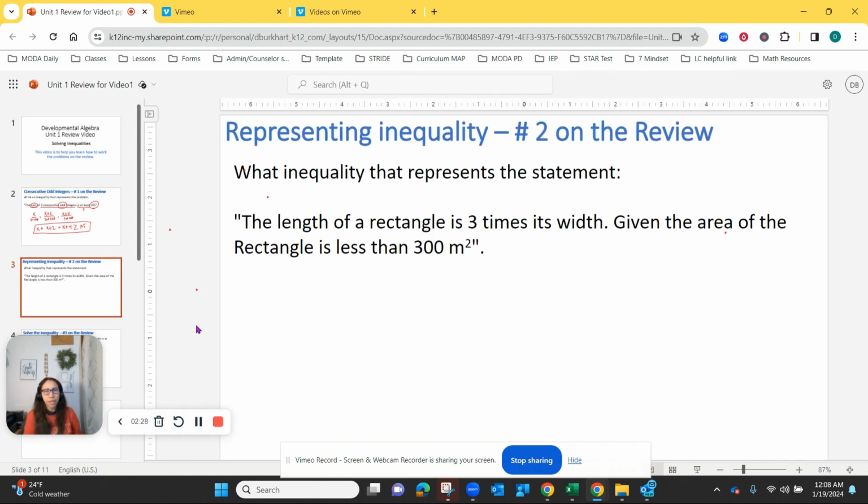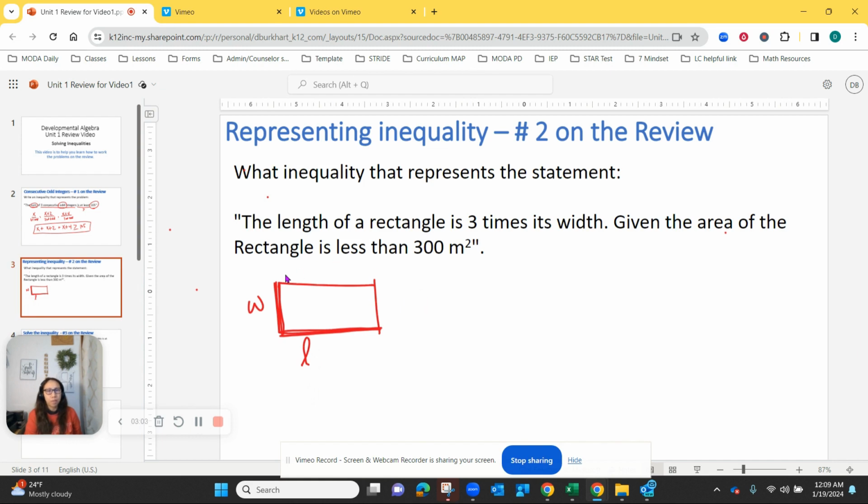For the second one, it says write an inequality that represents the statement. The length of a rectangle is 3 times its width, given the area of the rectangle is less than 300 square meters. I always like to draw a picture here. So let's say we have a rectangle. This side right here is our width, which is represented by a W. And this side is our length, which is represented by a cursive L.